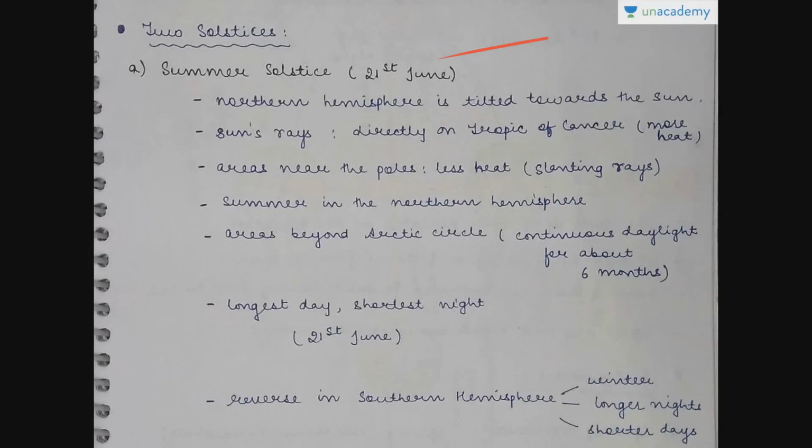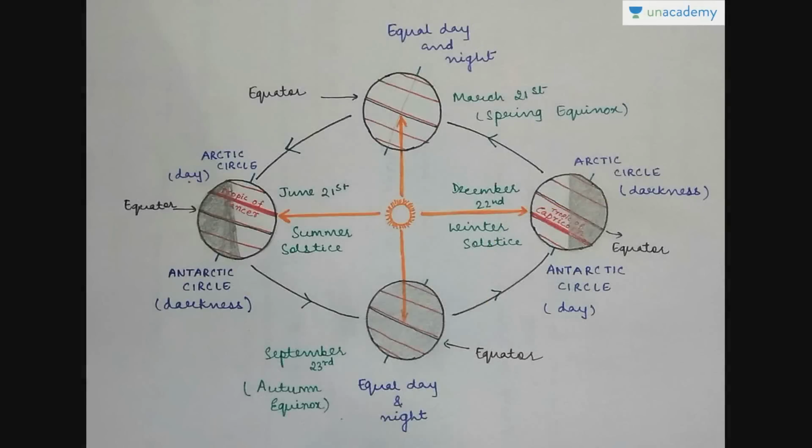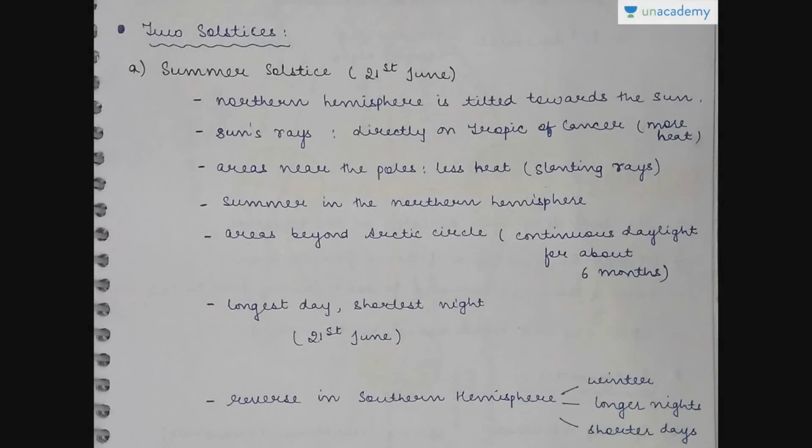Sometimes monsoon also starts there. So the areas beyond the Arctic Circle, it is like continuous daylight for about 6 months. Areas beyond the Arctic Circle, this narrow portion, this is completely under the sunlight. You can see it's white here. It's not darkened. So this area is receiving continuous daylight for about 6 months. Although the intensity is less, the heat is less because of the slanting rays, but daylight is there.